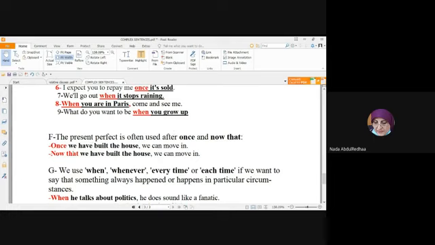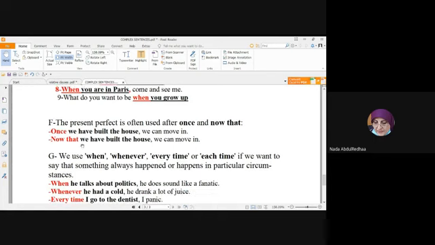The second example: now that we have built the house, we can move in. Now, within the second example, now that we have built the house, it means that we finished the building of the house. And this is also something you have learned from last year within the use of the present perfect.